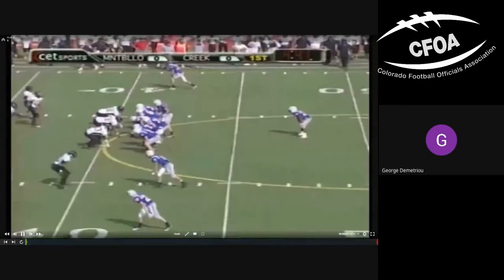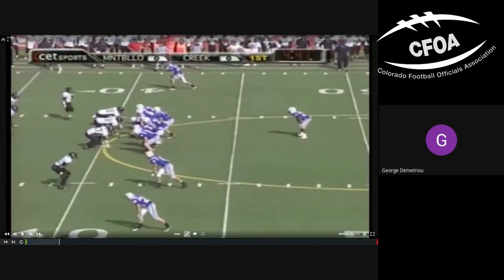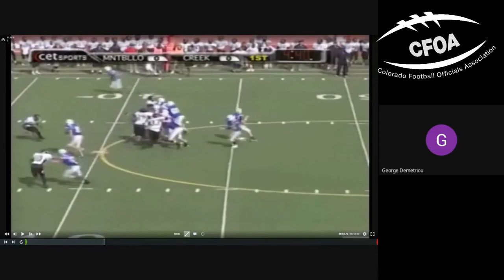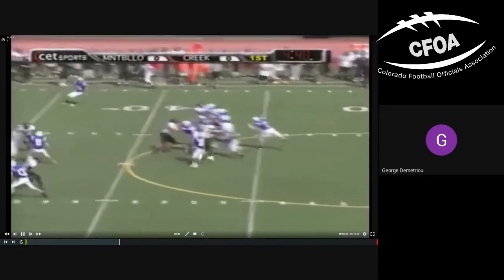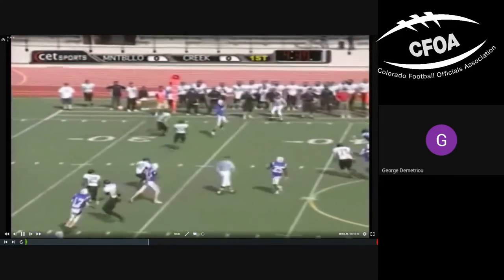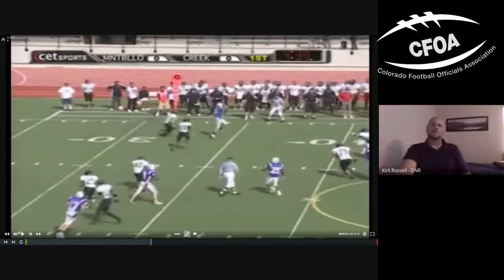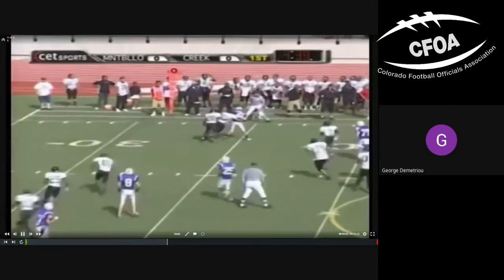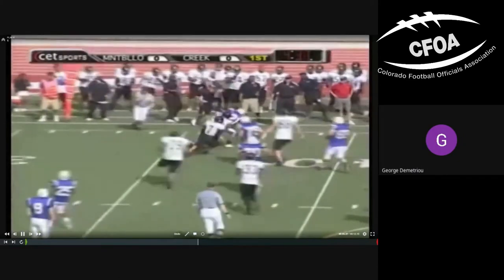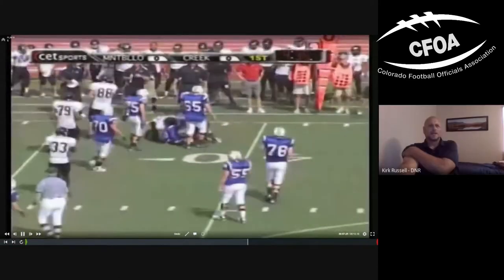Kirk's going to stop it and show you where he should have stopped. He doesn't need to run all the way back and get in the middle of the play, but he can hold his ground right there. I think we're in a good position, right? Good position here to see a catch. Catch, no catch. And we kind of give up on it.